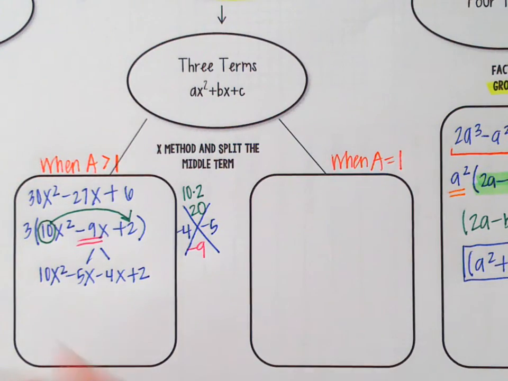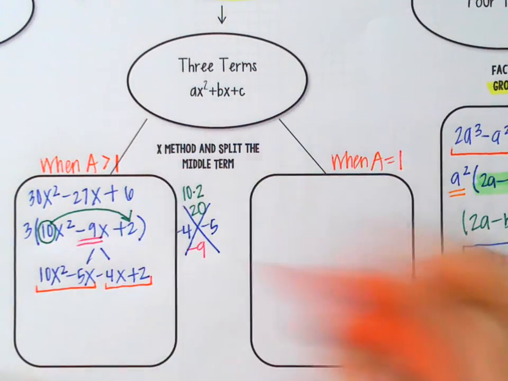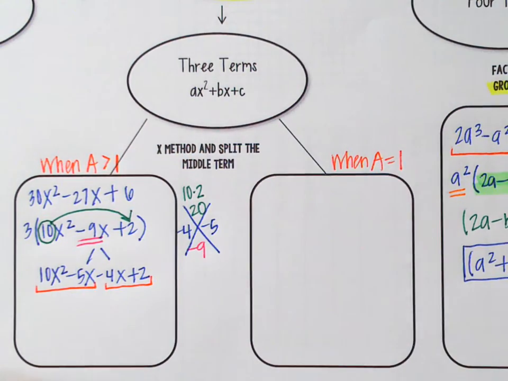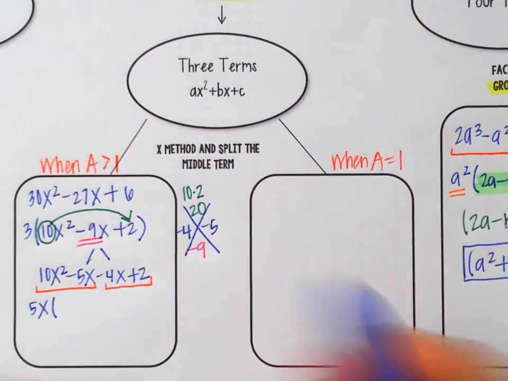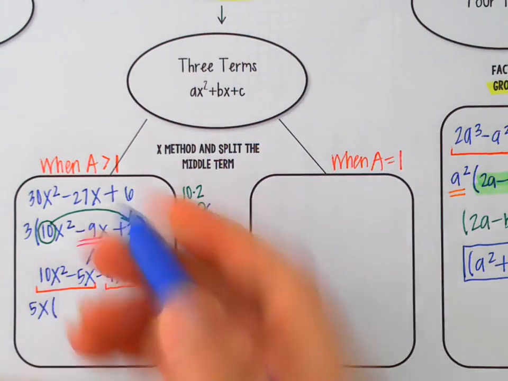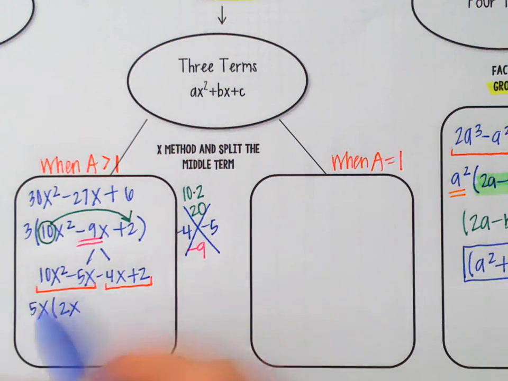So now I'm at the same spot I was over here. I can factor by grouping. 4 terms, always factor by grouping. So 10x squared minus 5x, I can factor out a 5x, and I'm left with 10 divided by 5 is 2, and x squared divided by x is x. And then negative 5x divided by 5x is negative 1.